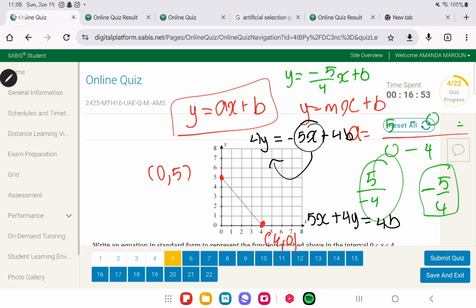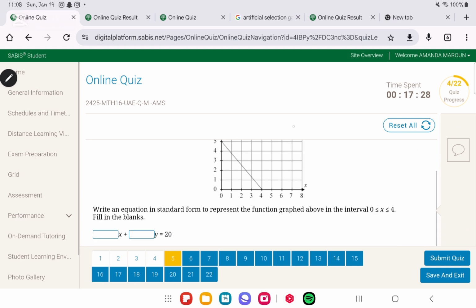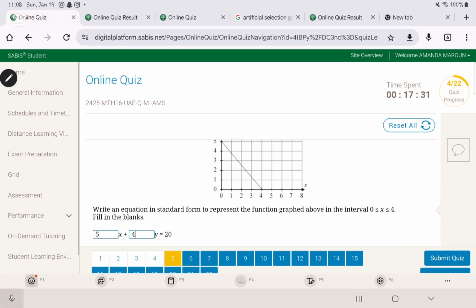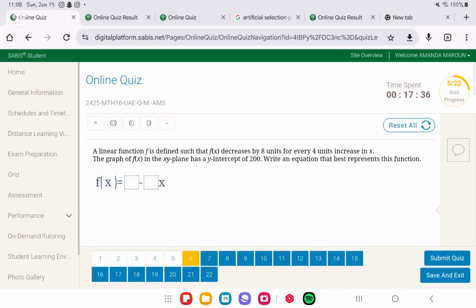Now we need to find the value of 4b. To find the value of 4b, we can take any of the points we chose. For example, we will take (0, 5) and substitute. So it becomes 5 times 0 plus 4 times 5 is equal to 4b. So 4b is equal to 20. But we are going to keep it as 20 because this is how we need the equation: 5x plus 4y is equal to 20. And so this is how we got our final answer. So if you scroll down, 5x plus 4y is equal to 20. Moving on to question number 6.